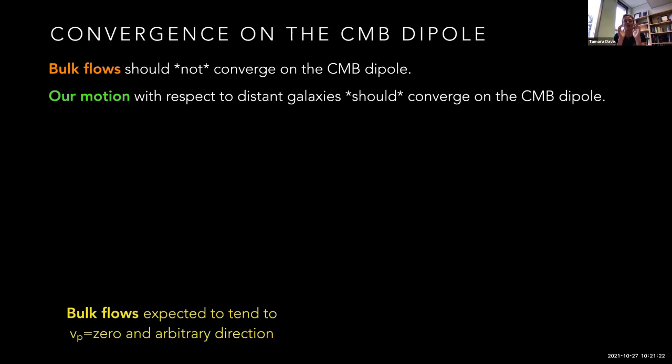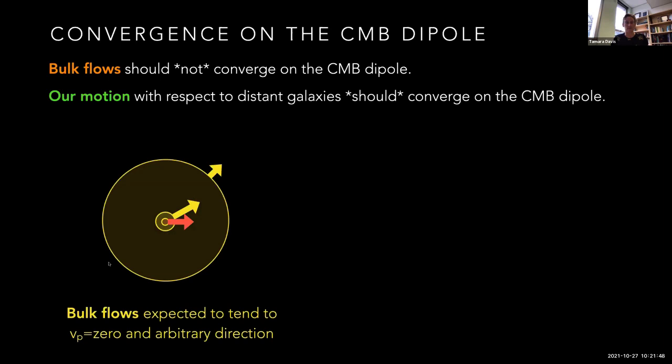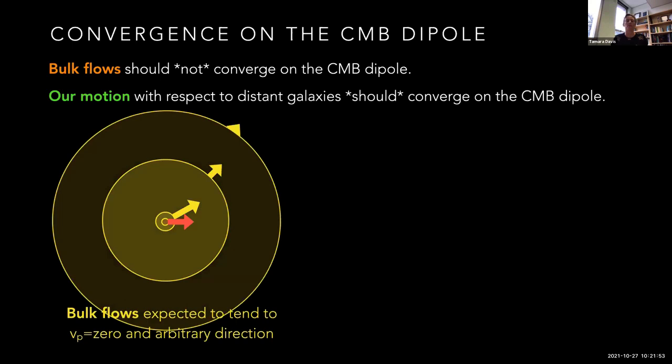If we're talking about bulk flows, they should not converge on the CMB dipole in either direction or magnitude as you go to larger and larger spheres. What I'm talking about with bulk flows is you've got our motion with respect to the CMB, and then as you go to a bigger sphere, you might have our galaxy's motion, which is in a slightly different direction, measured with respect to the CMB background. And then as you average all of the velocities in a bigger sphere, that has a slightly different direction and magnitude with respect to the CMB. And as you average over bigger and bigger spheres, this should be expected to go to a peculiar velocity of zero, but it doesn't need to go in the direction of the CMB dipole.